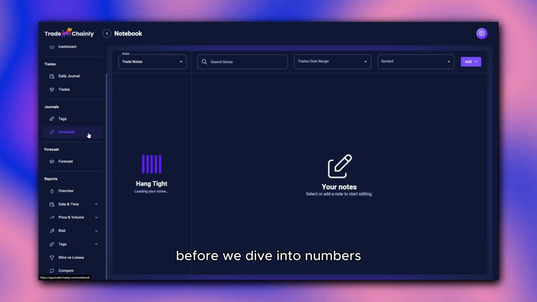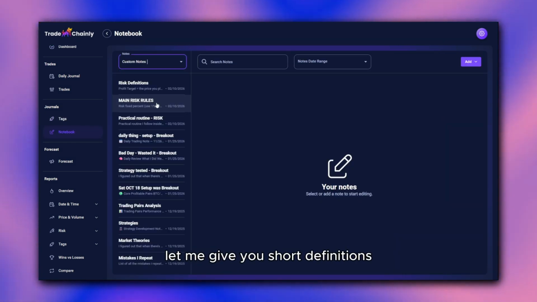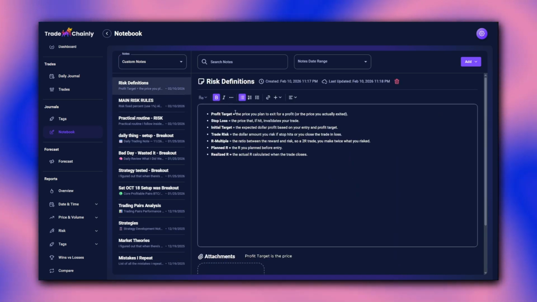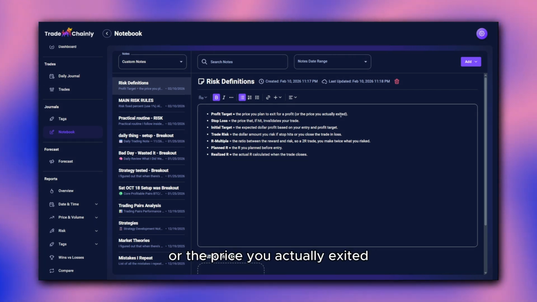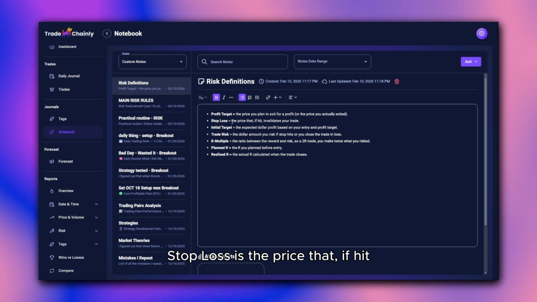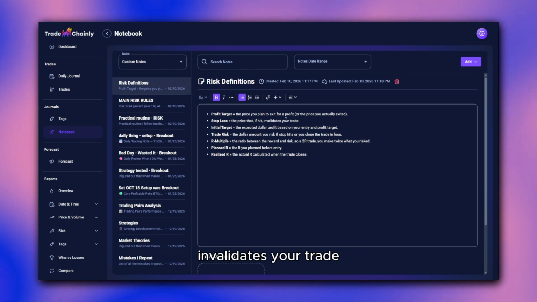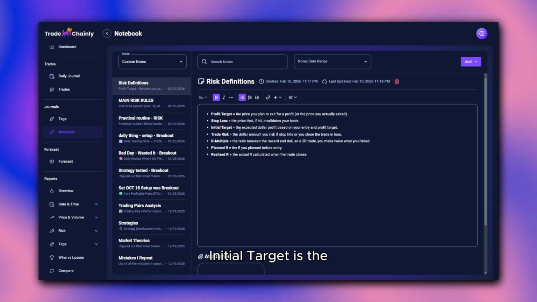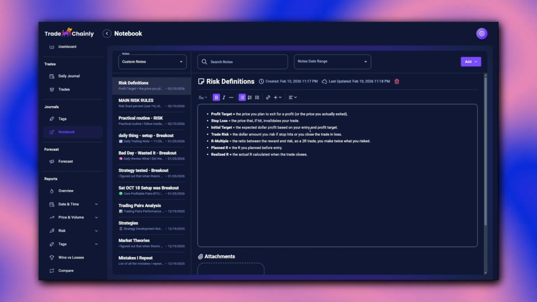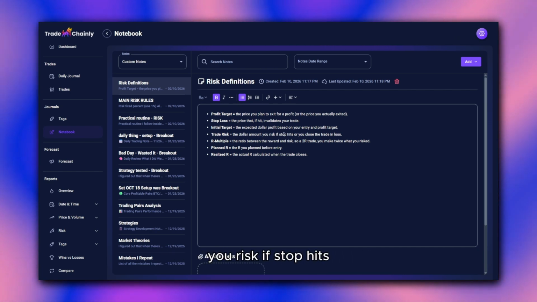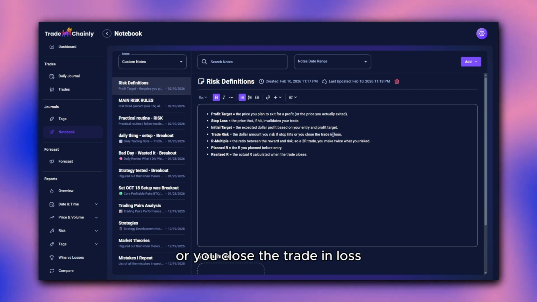Before we dive into numbers, let me give you short definitions so everyone's on the same page. Profit target is the price you plan to exit for a profit, or the price you actually exited. Stop loss is the price that, if hit, invalidates your trade. Initial target is the expected dollar profit based on your entry and profit target. Trade risk is the dollar amount you risk if stop hits or you close the trade in loss.